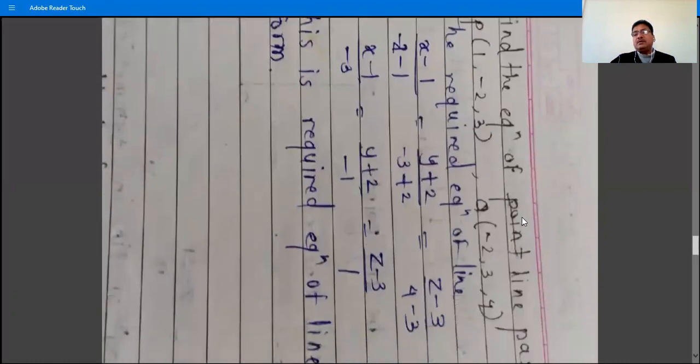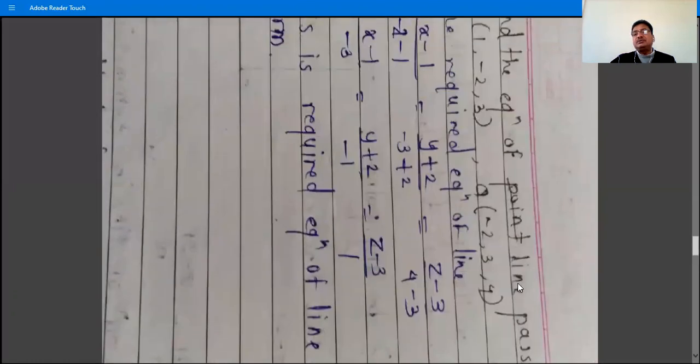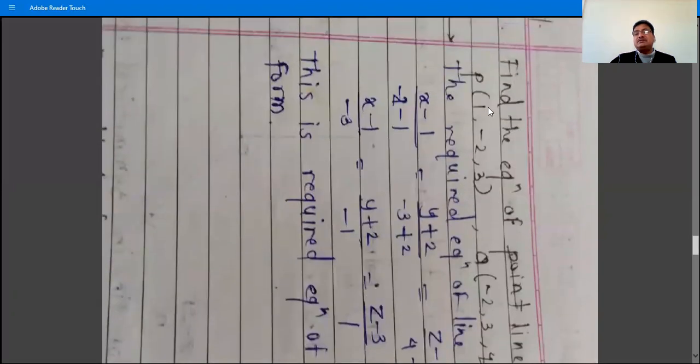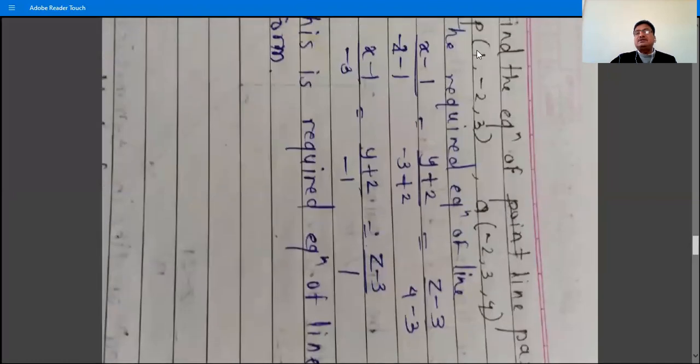So next question is what? Find the equation of line passing through these 2 points. So write the question: find the equation of line passing through the 2 points. So these points are x1, y1, z1, and this is x2, y2, and z2.